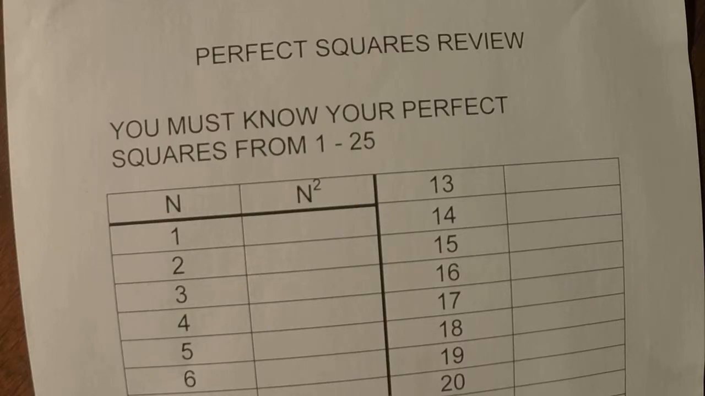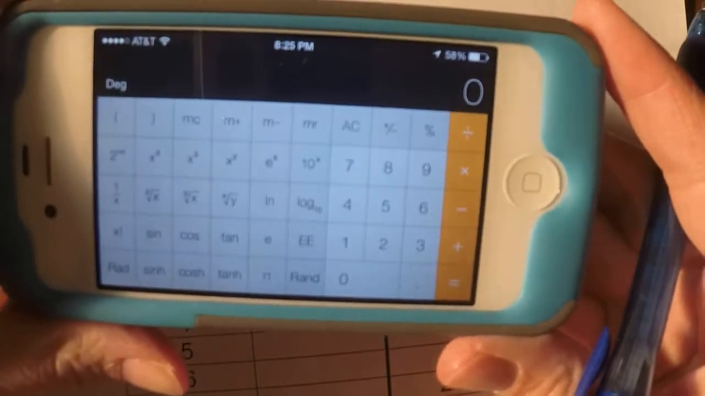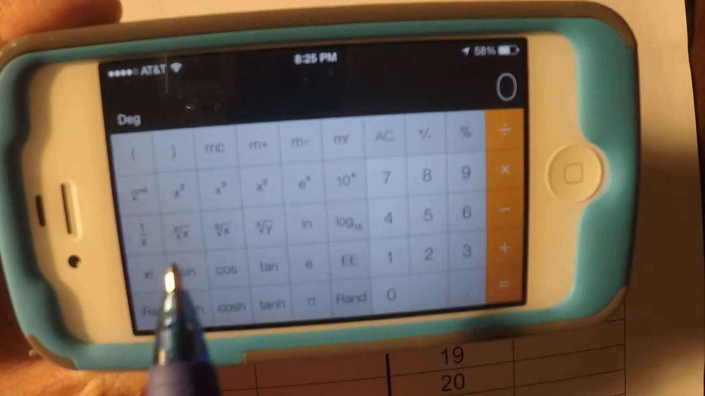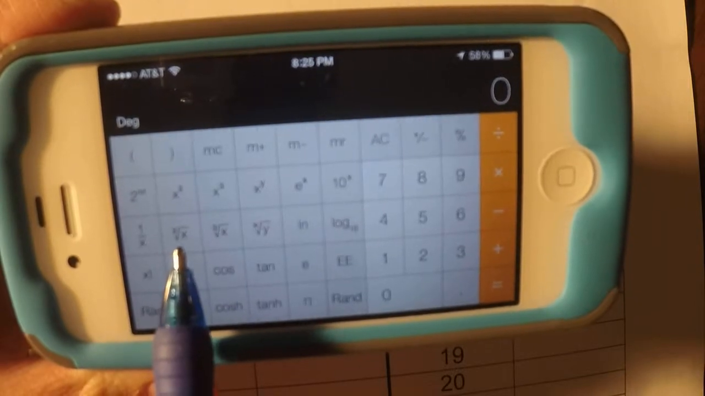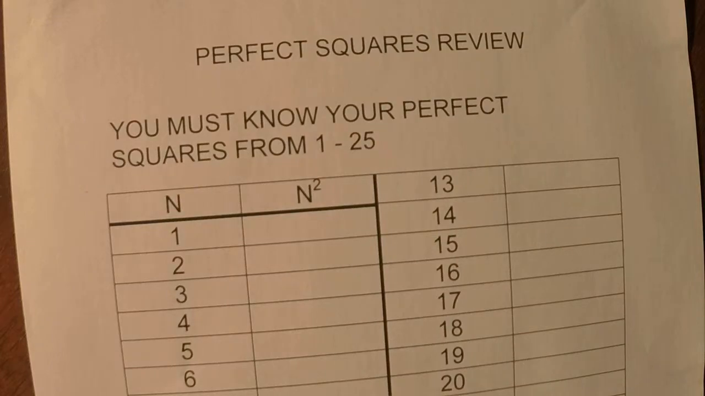I did forget to bring my calculator home, so I am going to be using my phone. It kind of starts like this, but then if you turn it sideways, it does actually give you both the squared, which is right here, and the square root, which is right here. So that's what we'll be using. If you're in my classroom, you should have a calculator.